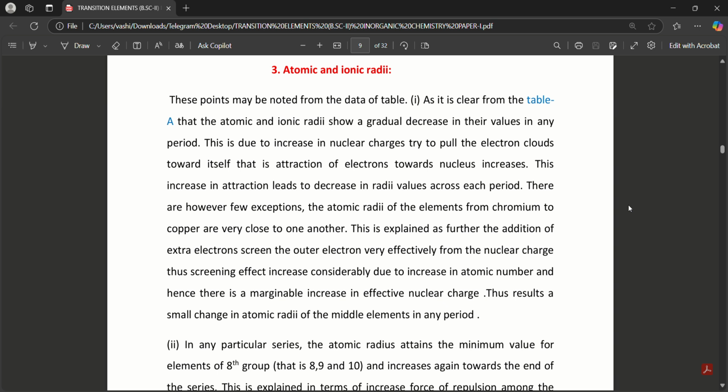There are, however, a few exceptions. The atomic radii of the elements from chromium to copper are very close to one another. This is explained as the addition of extra electrons screens the outer electron very effectively from the nuclear charge. Thus, the screening effect increases considerably due to increase in atomic number, and hence there is a marginal increase in effective nuclear charge. This results in a small change in atomic radii of the middle elements in any period.